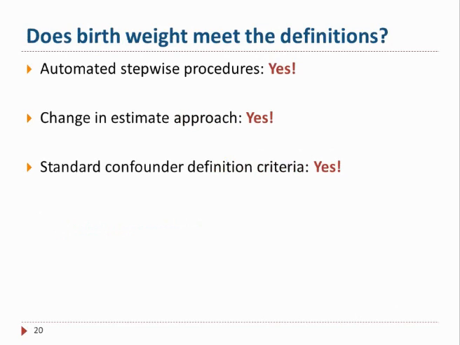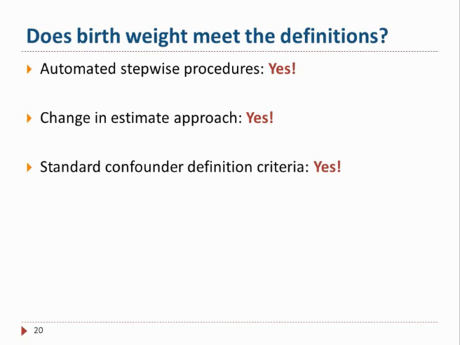So does birth weight meet these different definitions? Well, using the automated procedure, yes. It would always be a significant confounder because it's so strongly associated with both birth weight and infant mortality. The change in estimate approach, yes. We'll see some of the data. It changes the effect by, I don't know, like 30%, which is a substantial change, and so we would end up keeping it based on that approach.